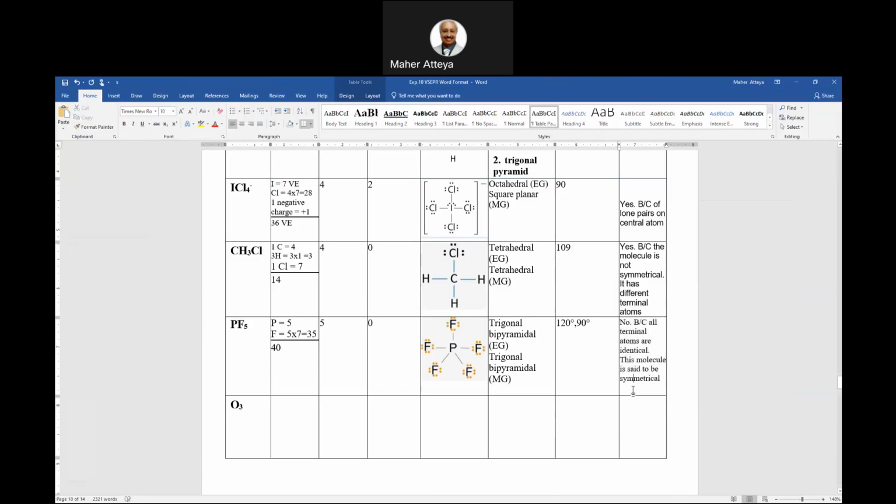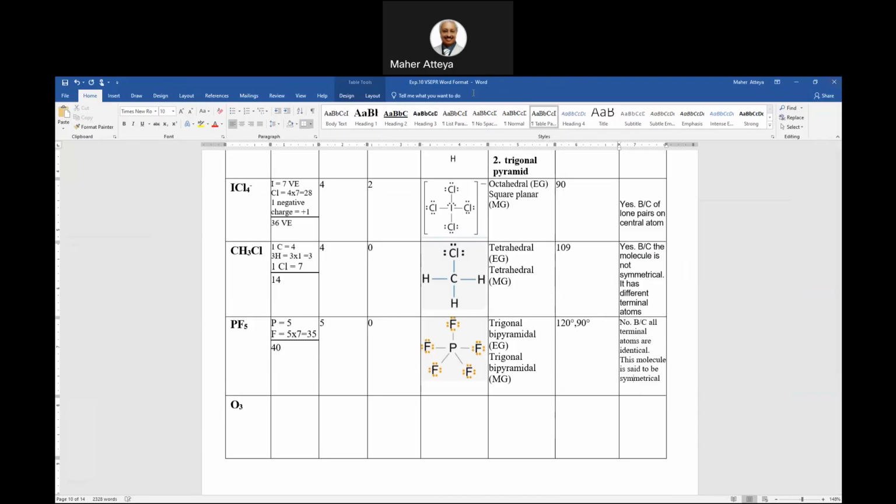Okay, guys. Any question you have? Yes. So if the central atom has a lone pair, then this molecule will be polar. If the terminal atoms are the same all over, it's non-polar, right? So like PF5, all of them fluorine.